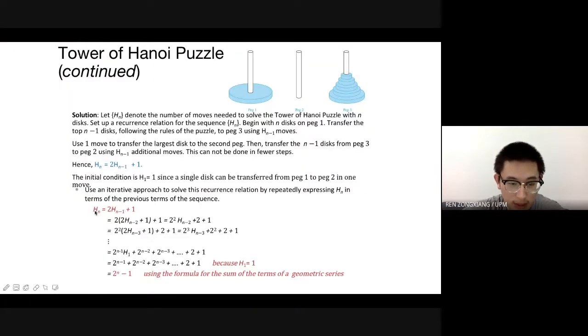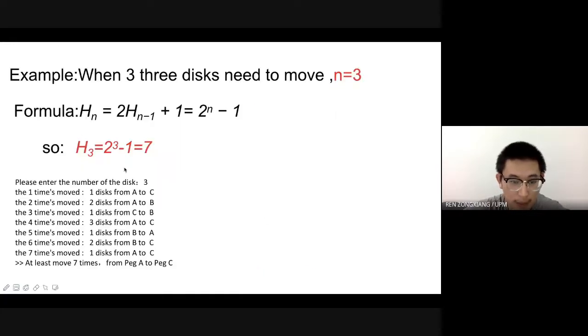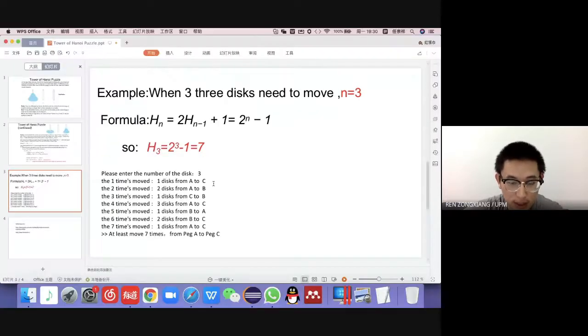Follow this formula: Hn equals Hn minus 1 plus 1, and pass the process. The final output is 2 power n minus 1. In this case, we have 3 disks, so h3 equals 2 power 3 minus 1 equals 7. Besides, we can use a short Java program to confirm it.